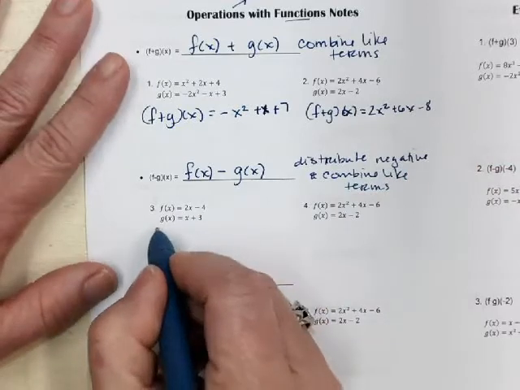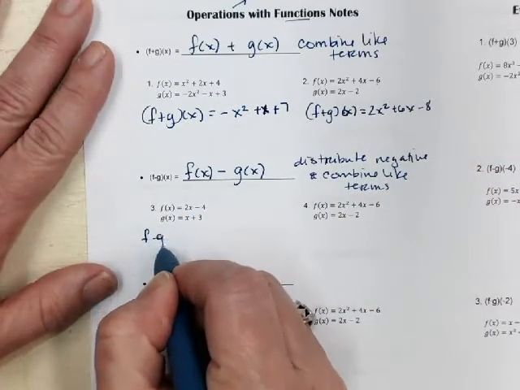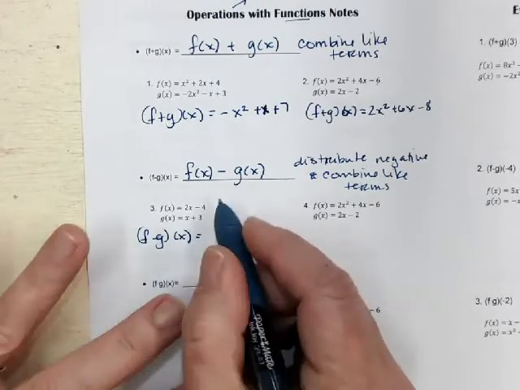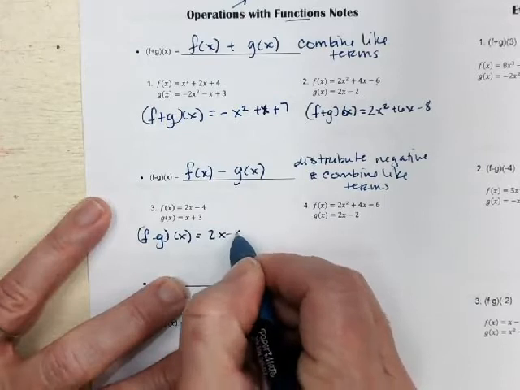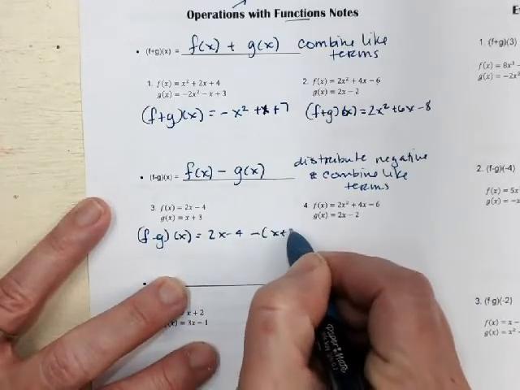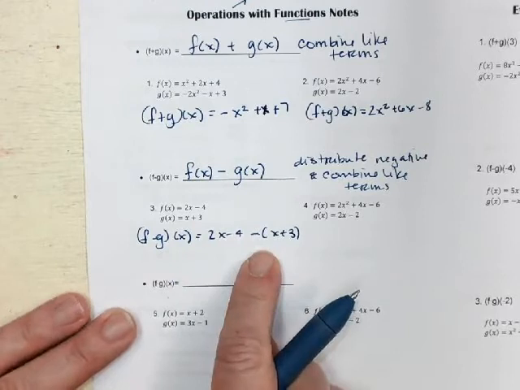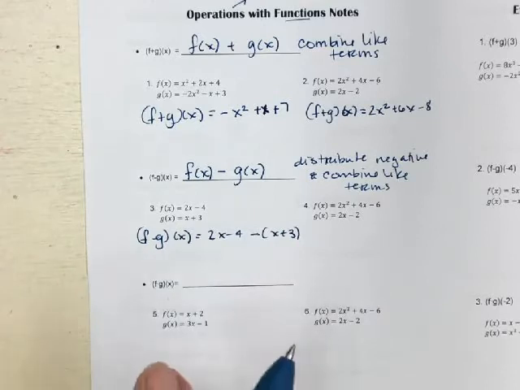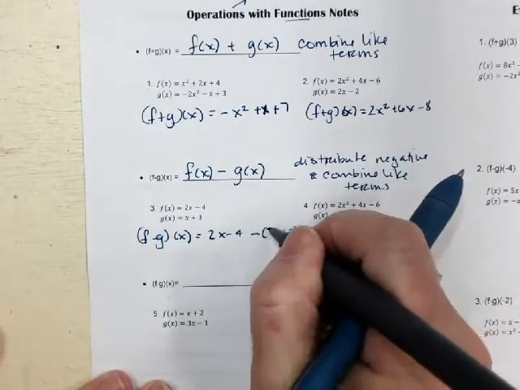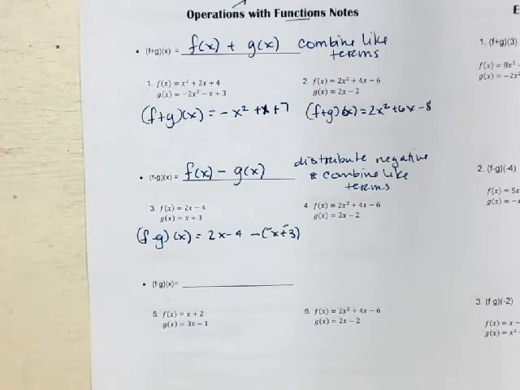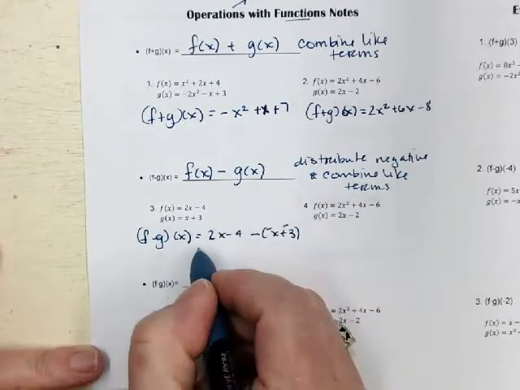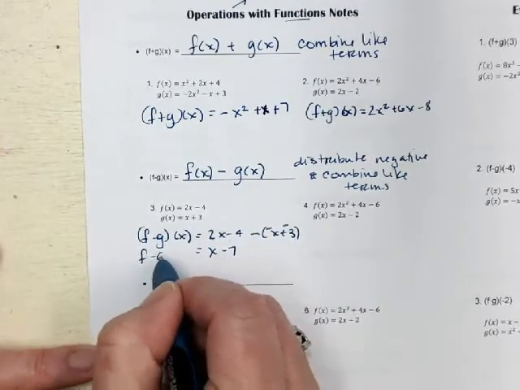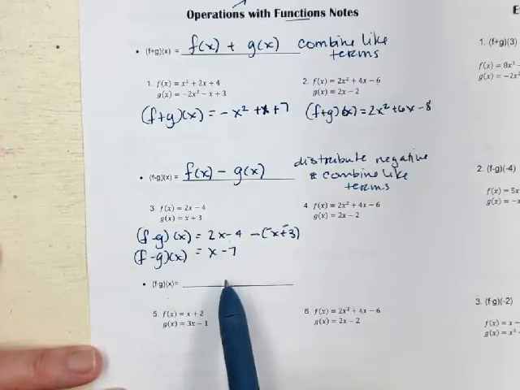So if I've got f minus g of x, then I'm going to write this one out for anybody that might need to see this. It's going to be 2x minus 4 minus x plus 3. So I have to distribute the negative. So I have 2x minus, that's just going to change my signs on those two things. And so I have 2x minus x, which gives me x, and negative 4 minus 3 gives me negative 7. And so f minus g of x is x minus 7.